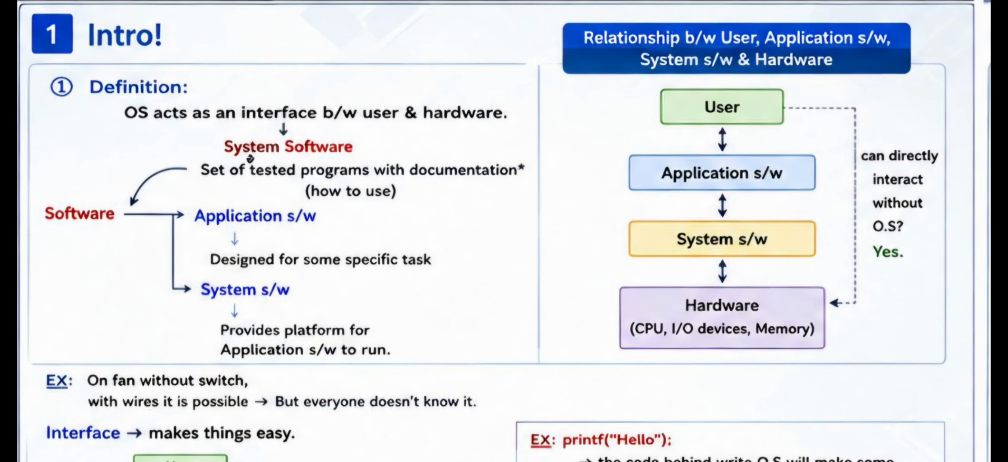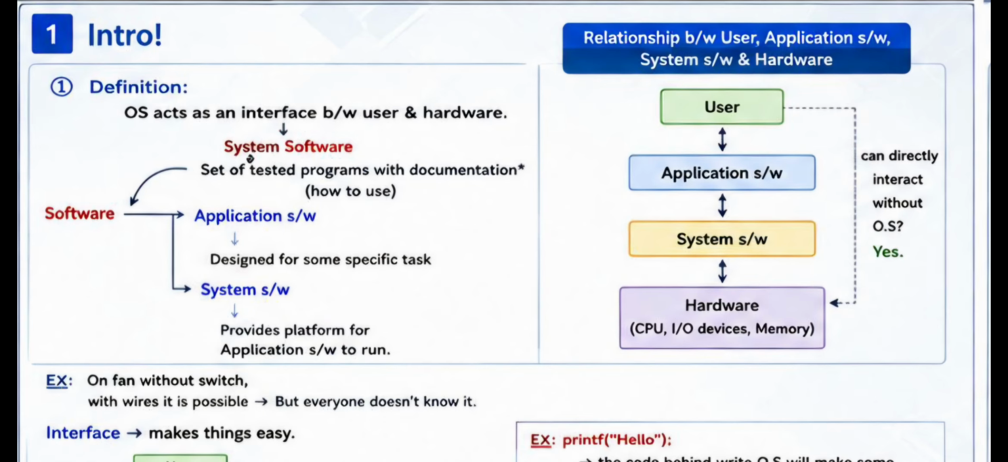And now coming to the term interface. An interface is like a medium, and the role of this interface is that it makes our tasks easier and more efficient to perform, and the user is the person who is using it. And hardware is a physical component of a computer that you can see and touch. Examples of hardware are the CPU, input output devices, and memory.